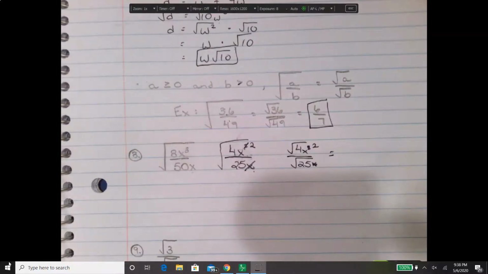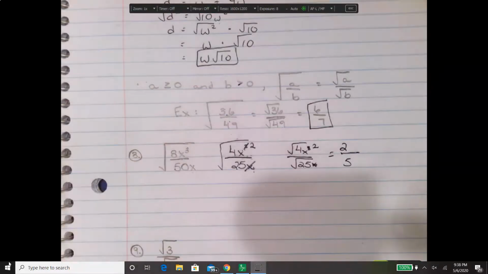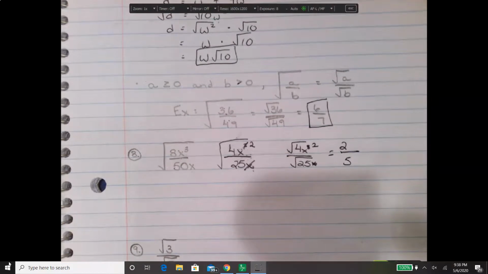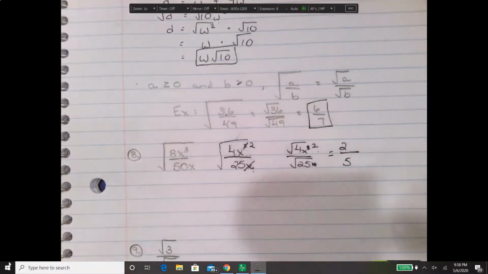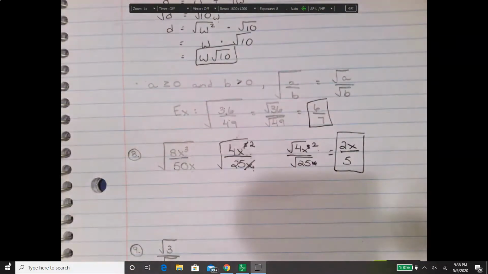So whenever I go through to simplify, the square root of 25 is going to be 5. So there's my denominator. And then on the top, the square root of 4 is going to be equal to 2. And then the square root of x squared: the square root and the squared symbol cancel. So it's just going to be 2x. And there's your final answer: 2x over 5. All right, you guys have almost made it.